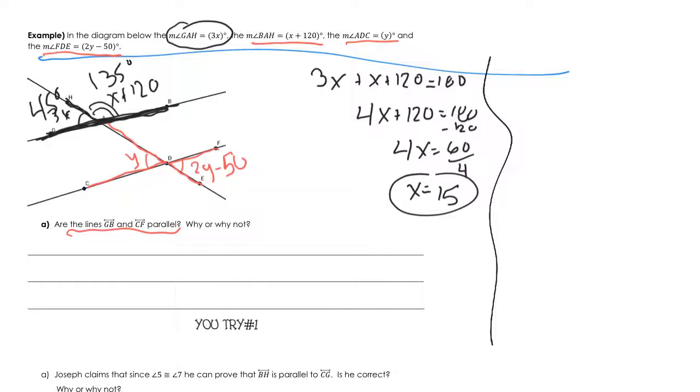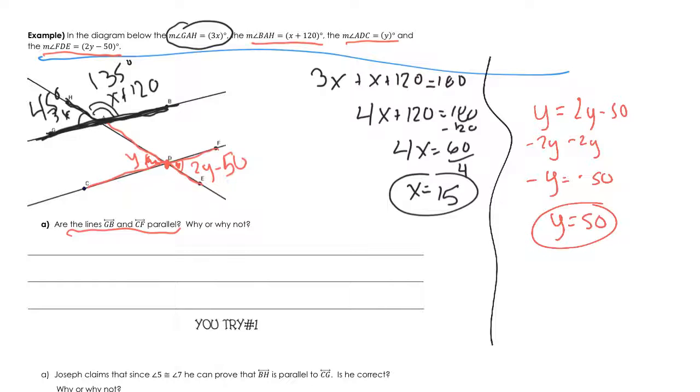Now let's solve for the y's. Well, I see that these are vertical angles because they're across from each other and share the same vertex. Vertical angles I know are congruent, so y equals 2y minus 50. Let's subtract 2y from both sides. So negative y equals negative 50. That just means positive y equals positive 50. So that angle is 50. And this angle is 2 times 50 minus 50, which is 50.